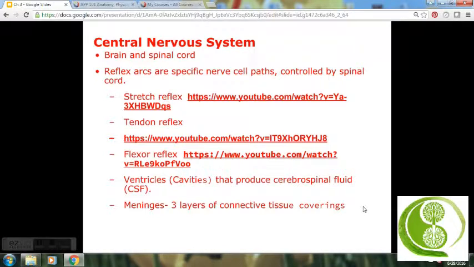And then we've got a couple more videos. The first one is on the stretch reflex. Second one will be on the tendon reflex. The third is the flexor reflex. Before we watch those, we have ventricles. These are cavities that produce cerebral spinal fluid. And we have meninges, which are 3 layers of connective tissue coverings. And we'll pause here and let you go watch those 3 videos and then come back.